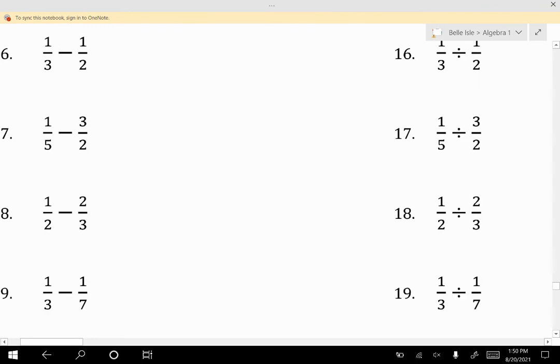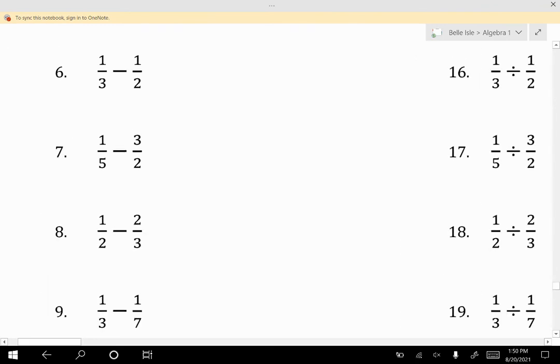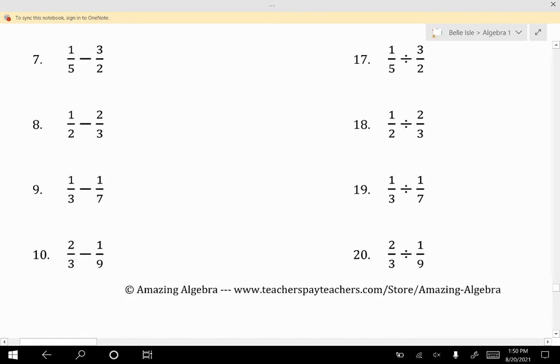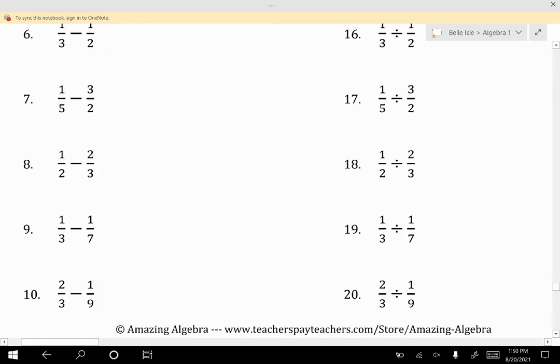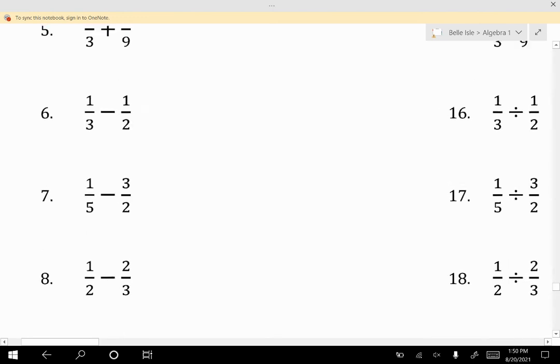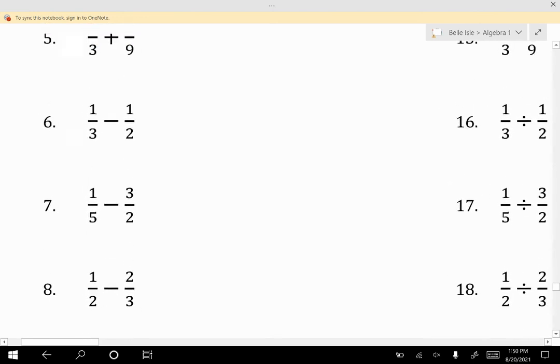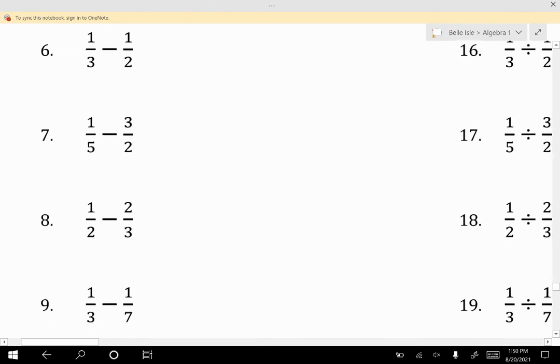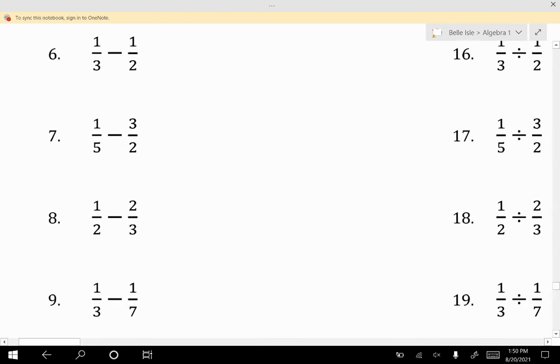So let's go 6, 7, and 8. No, hold on. 5, 6, 7. Those are too easy. These are all easy. Okay, 6, 7, and 8. We didn't do 5. I don't need to do 5. I'll give you about a 30-second head start, and then I'll put the solutions up for this one as well.